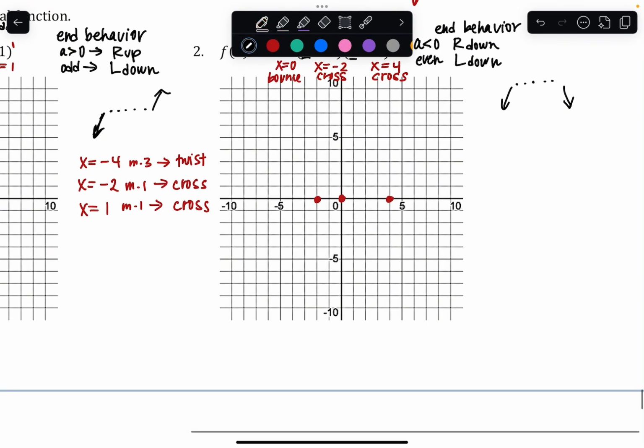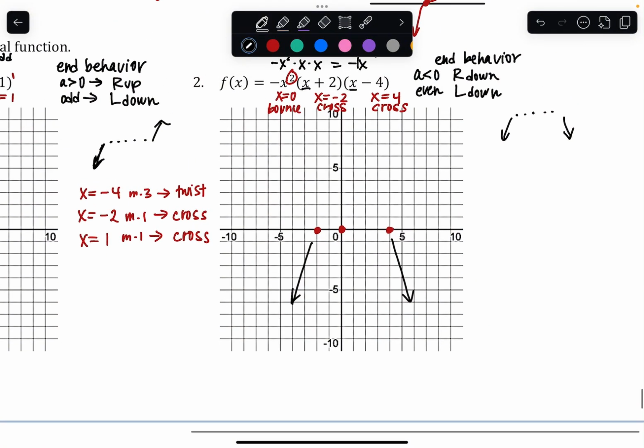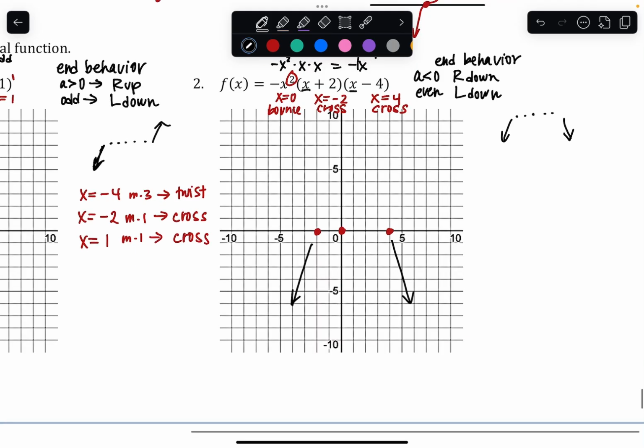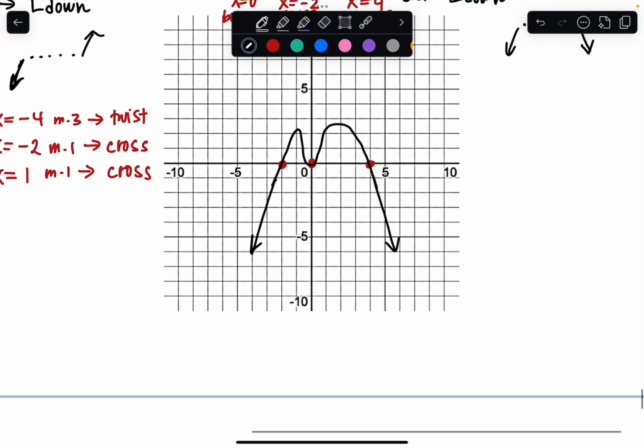So I'm going to start with the end behavior. Both sides are pointing down. And then at the -2, we have to just cross it. So cross. At 0, it bounces. And then at the +4, it crosses. It's kind of like a weird M-looking shape.